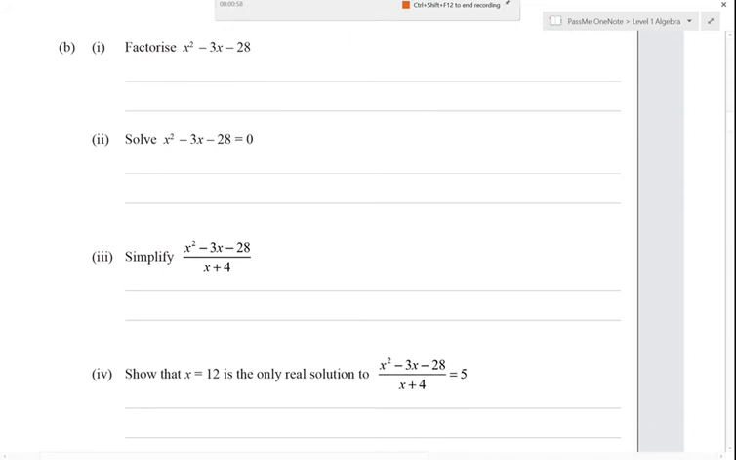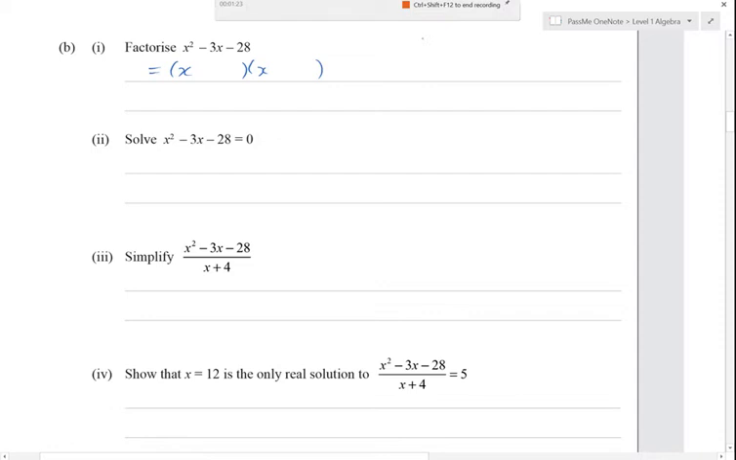Okay, question B1 is asking us to factorize, and so that means put it into brackets. And here we're going to put it into 2 brackets because it's got an x squared, which indicates that it's a quadratic, and it has 3 terms in total. So I've got x at the start of each set of brackets, and we're looking for 2 numbers that multiply to negative 28 but add to negative 3.